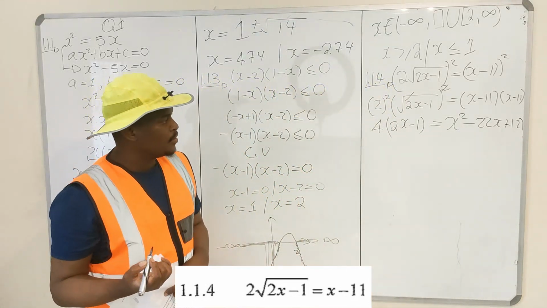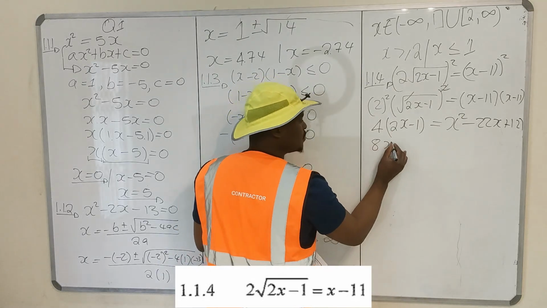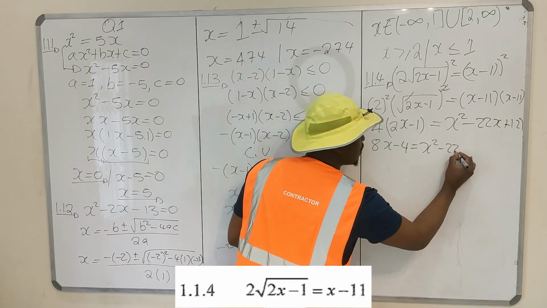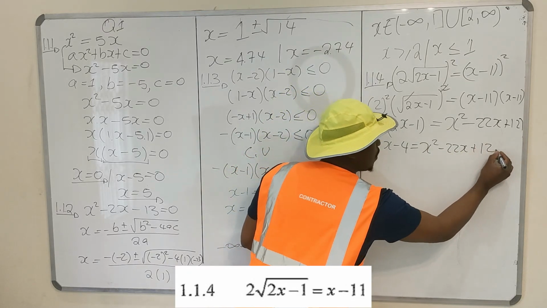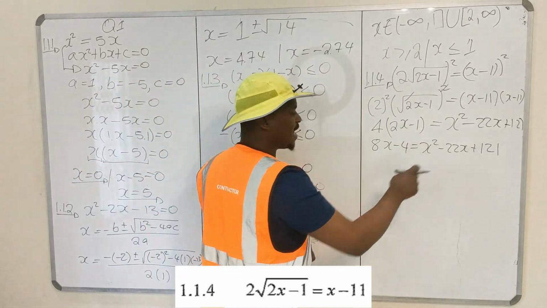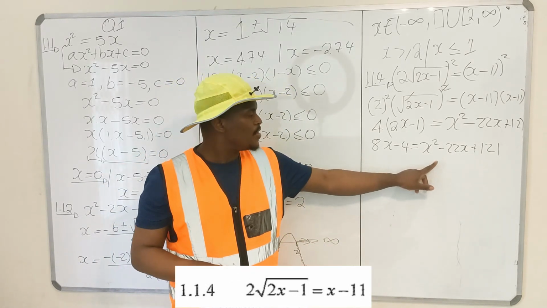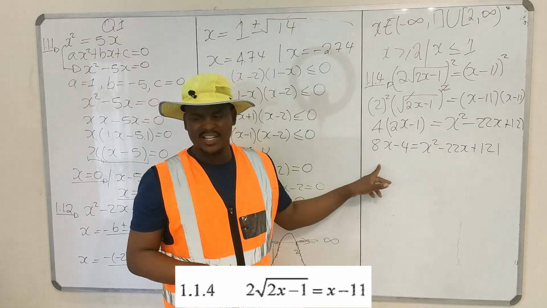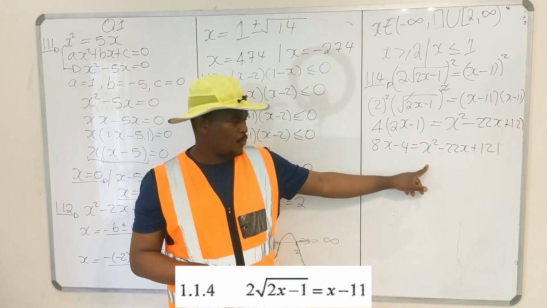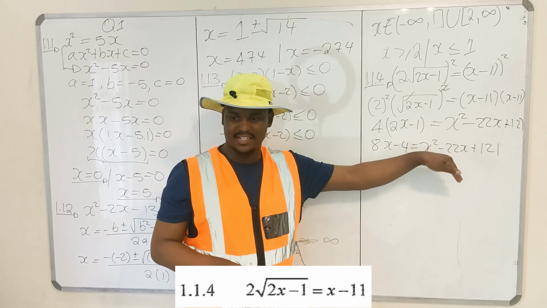That's what we have. So simplify this. This time this is 8x minus 4 is equal to x squared minus 22x plus 121. Still happy? Yes. Then you transpose this to that side. So what I always do, I like transposing to that side, because if I transpose this to this side, it will be negative. I don't like this thing when it's negative. I like working with a positive version of this thing. That's why you see me transposing to the other side.